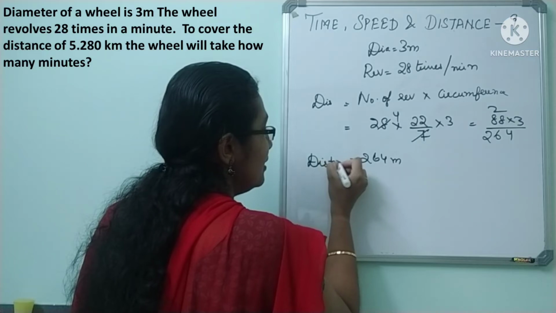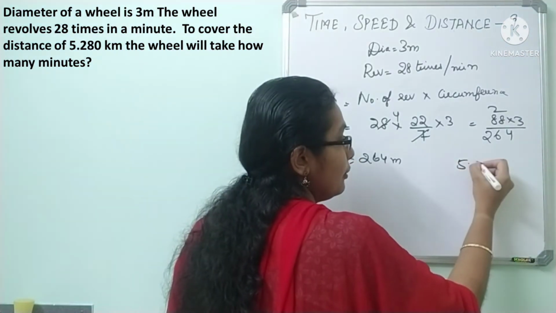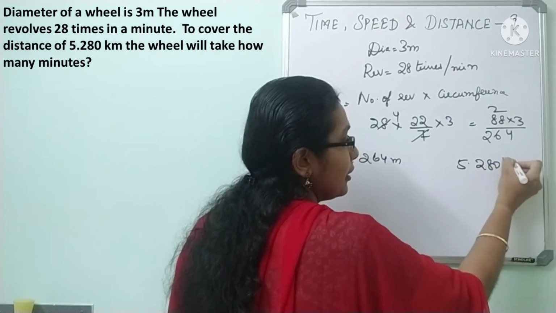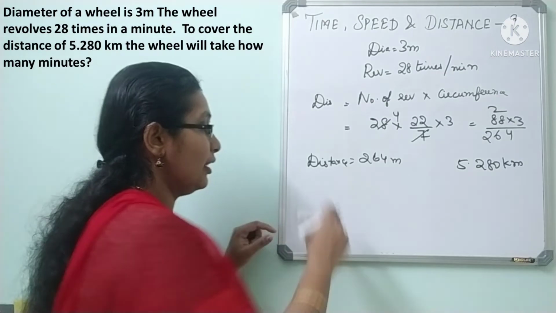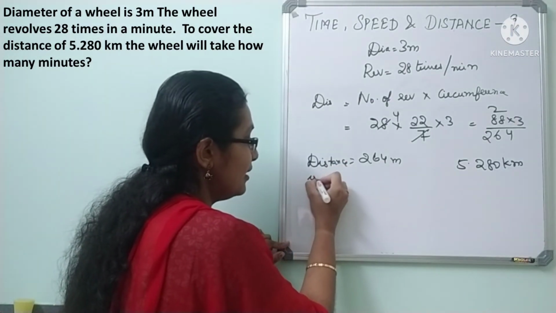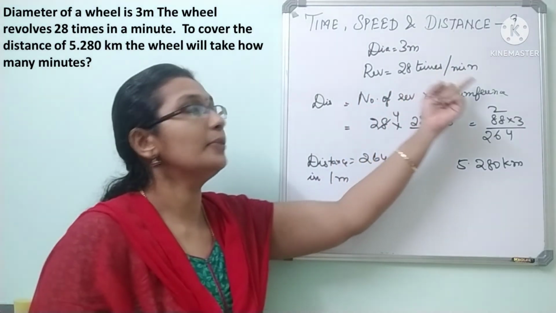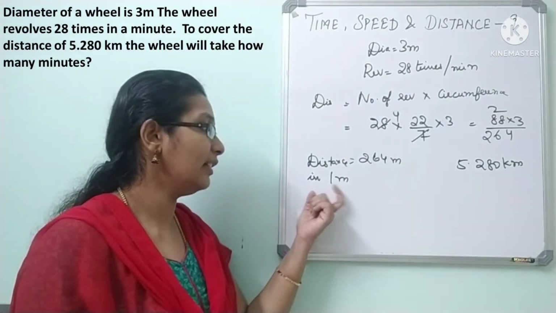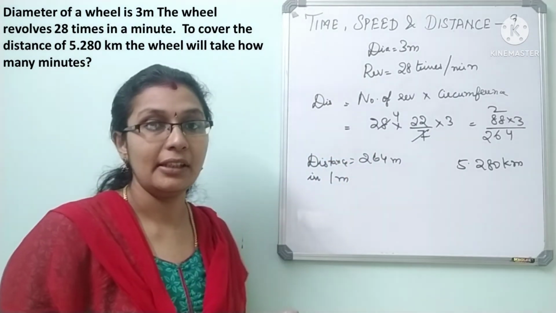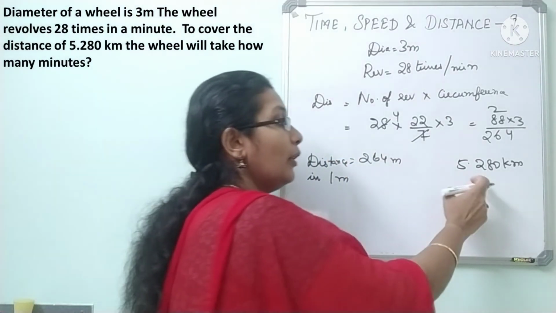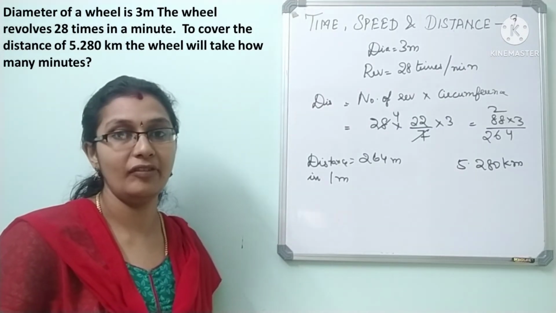So, our question is, if the distance is 5.280 kilometers. Here it is in meters and here it is in kilometers. So, this is nothing but the distance in 1 minute, correct? They have given 28 times per minute. From that, you can understand that in 1 minute, it is covering a distance of 264 meters. Similarly, for 5.280 kilometers, how much time it is taking, we will have to find.